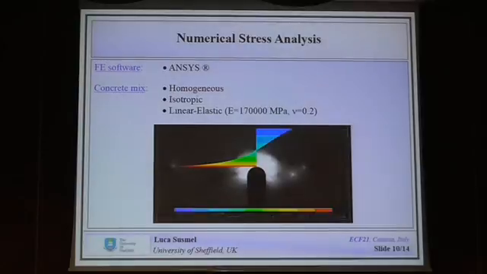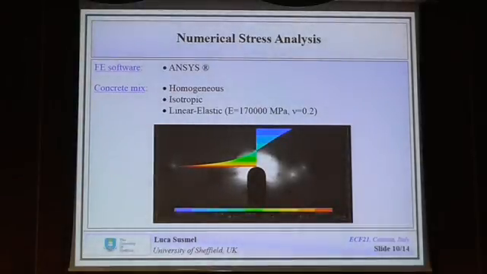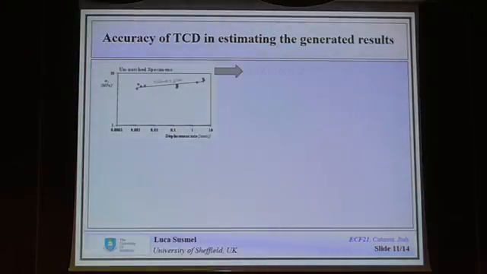So after that, since we like to keep things as simple as possible, we used ANSYS to model the stress distribution in our simple specimens. And actually, what we did was very brutal. We assumed that our material was homogeneous, isotropic, and linear elastic. So we completely ignored the presence of the aggregates inside the material. So we calculated everything in terms of stress.